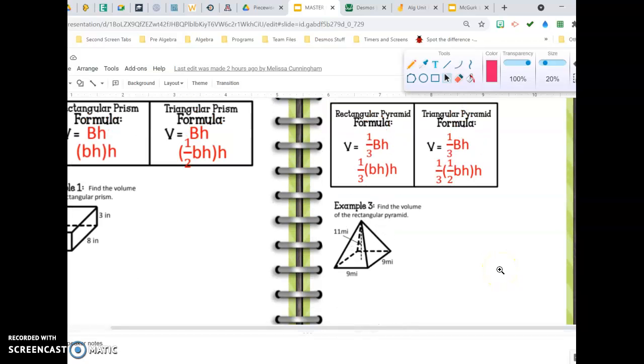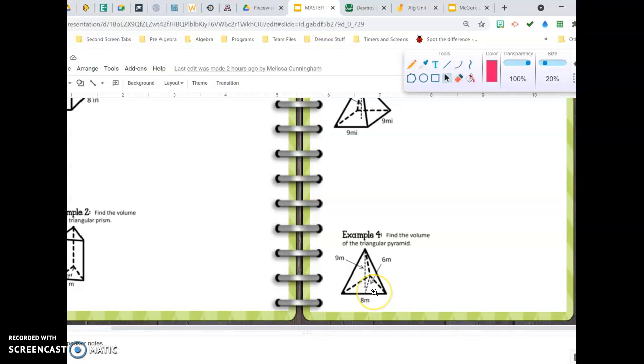this is maybe new to you. We're going to talk about pyramids. Pyramids can be in two different forms. One is called a rectangular pyramid, and that's because its base is a rectangle, similar to the rectangular prism. And the other one is a triangular pyramid, and it's triangular because its base is a triangle, okay?